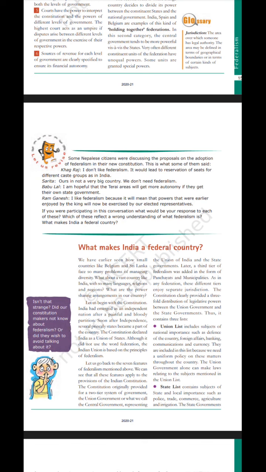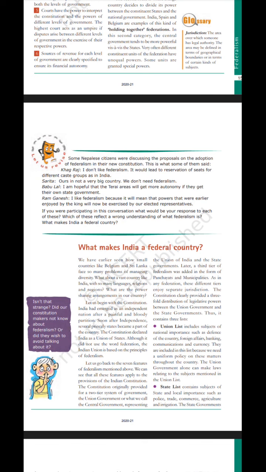The Constitution originally provided for a two-tier system of government: the Union government, or what we call the central government, representing the Union of India, and the state governments. Later, a third tier of federalism was added in the form of panchayats and municipalities. As in any federation, these different tiers enjoy separate jurisdiction. The Constitution clearly provides a threefold distribution of legislative powers between the Union government and the state governments.